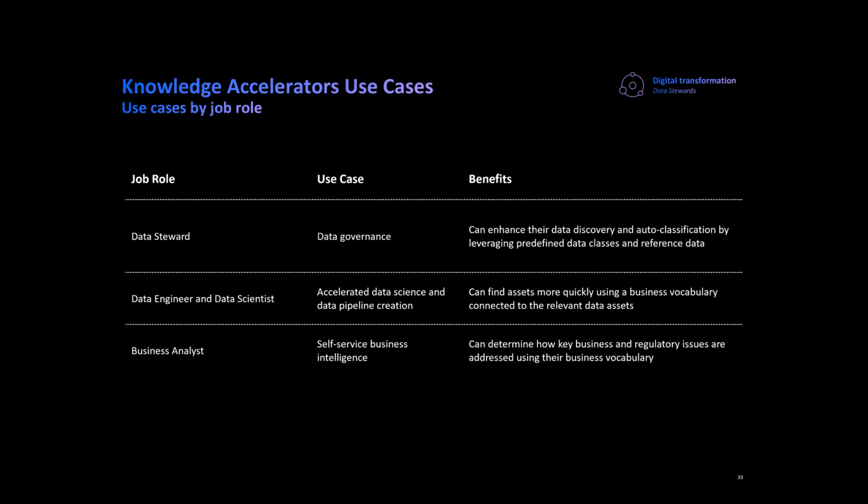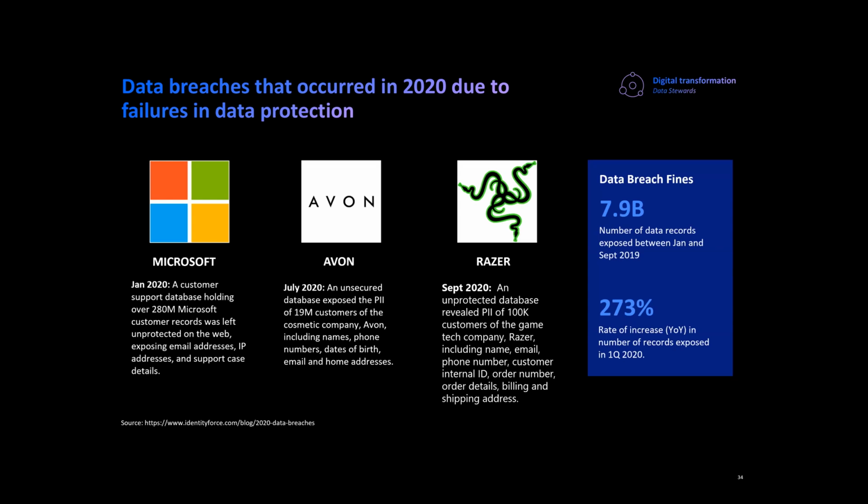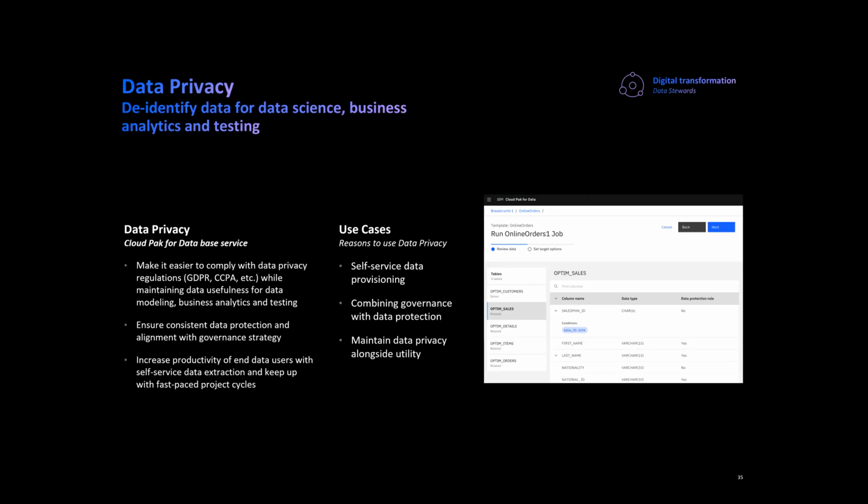So here's some use cases. And security obviously is a big deal. There are a lot of breaches. There's always a lot of breaches, but here's a few that were from 2020. Microsoft had a pretty good one, only 280 million users. It's not too bad, right? Avon, Razer. So security is also built into it as part of the governance. The data privacy.